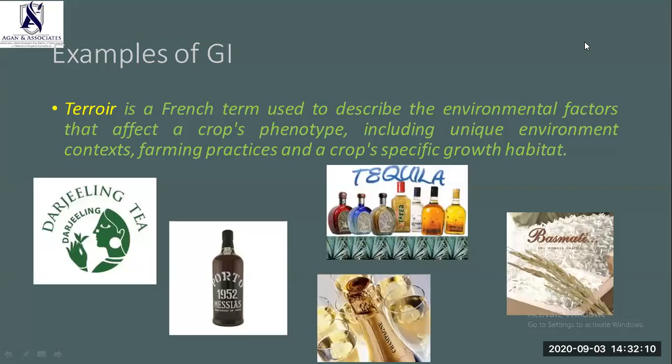So really this is one of the most interesting aspects about this intellectual property. It is directly connected with the region, the terroir, you know, with the region. I usually say that nature conspires to give us a beautiful product that cannot be found anywhere else.